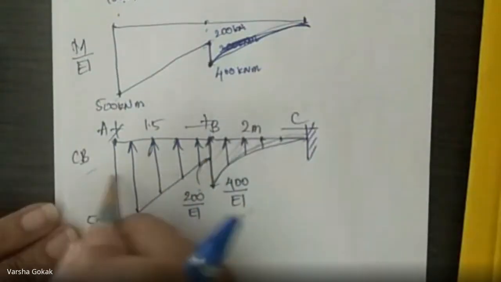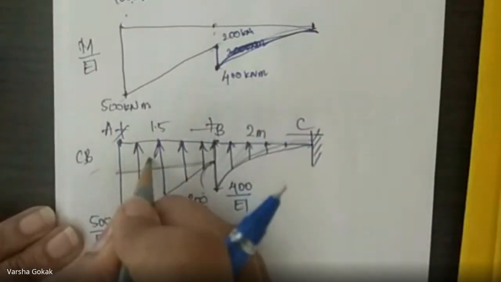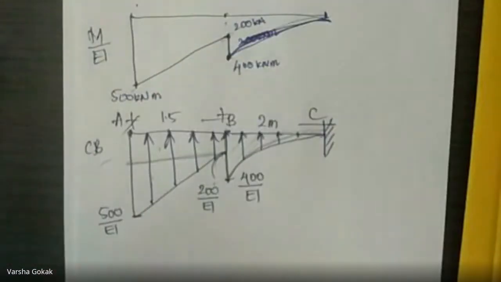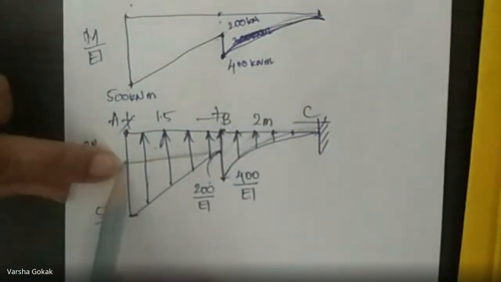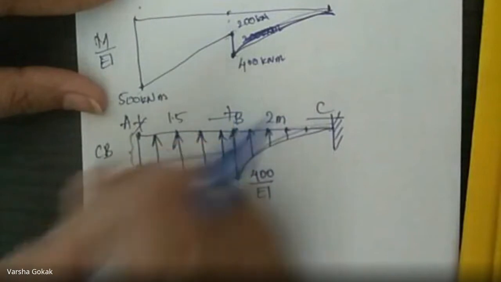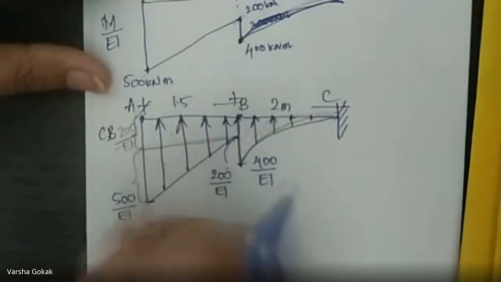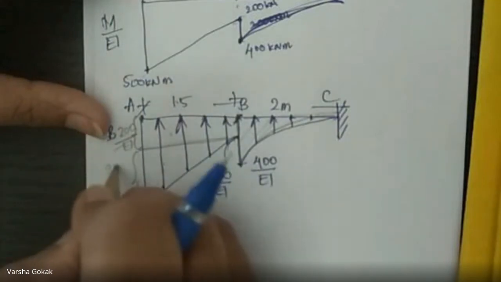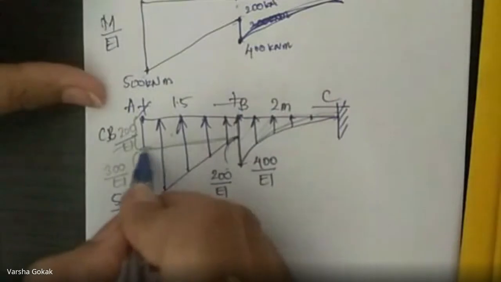Now this, what we will do, we will divide it into two parts. One would be a rectangle, one would be a triangle. Now look, this value is 200. So this line comes like this, 200. That means this height is going to be 200 by EI, and the remaining height would be how much? 500 minus 200 is 300 by EI. Right? I have divided this figure now.